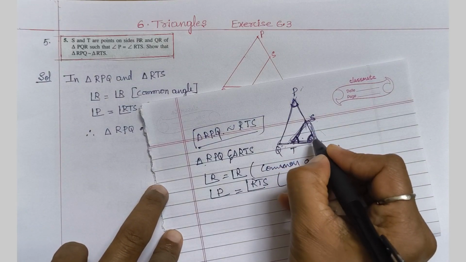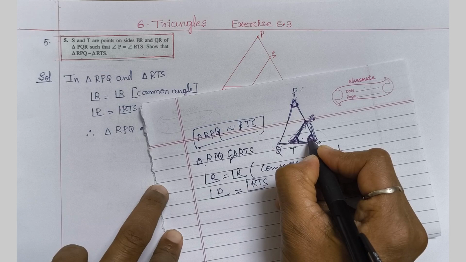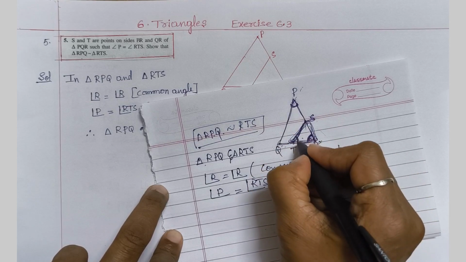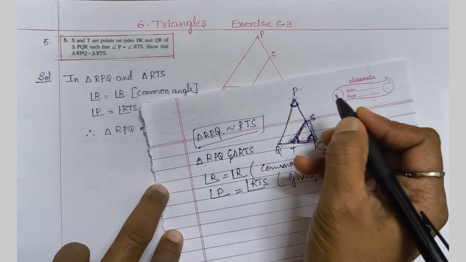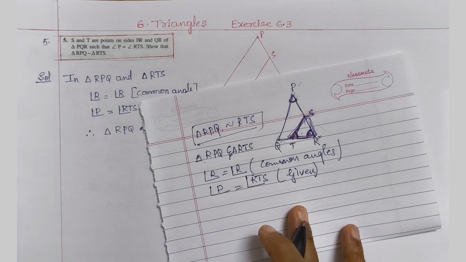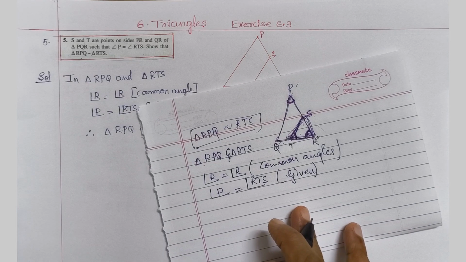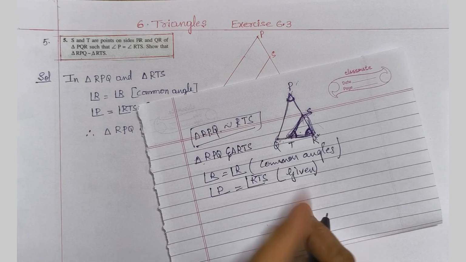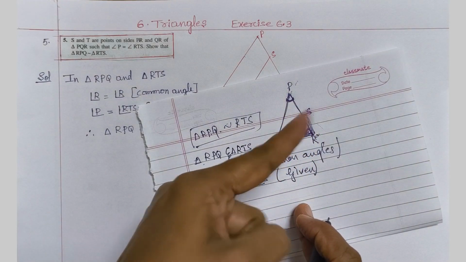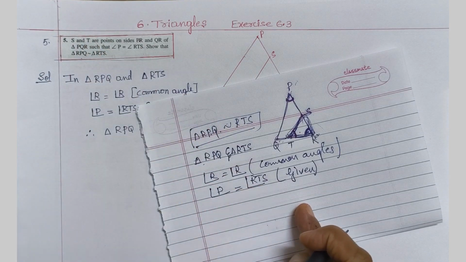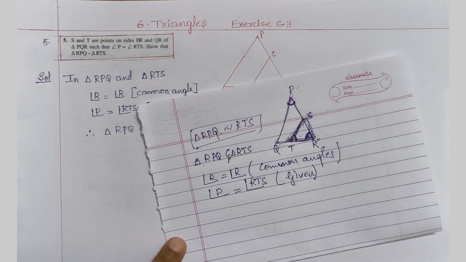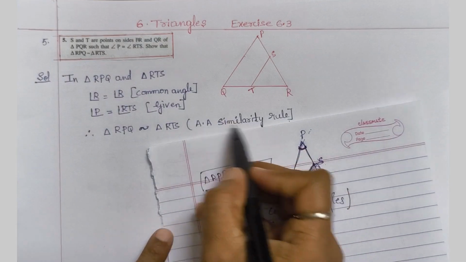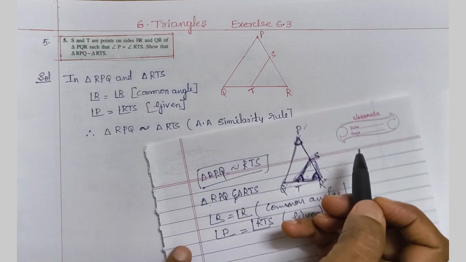See here, take this triangle. In this triangle, this is the common angle. And taking this triangle, these two angles are equal. So if two angles are equal, automatically the third angle is equal. So these two triangles are similar triangles. Which criteria? Angle, angle, angle criteria. One is the common angle, and one angle is equal as given in the question. So the third angle is also equal. So by angle, angle, angle criteria, these two triangles are similar triangles.